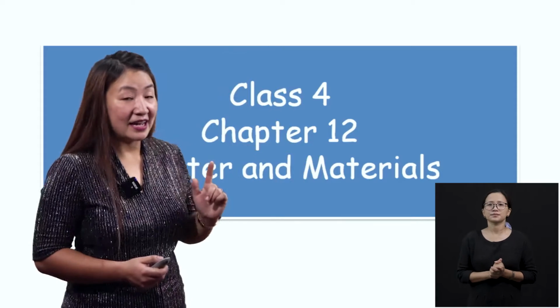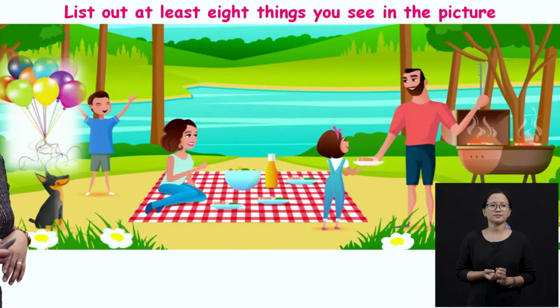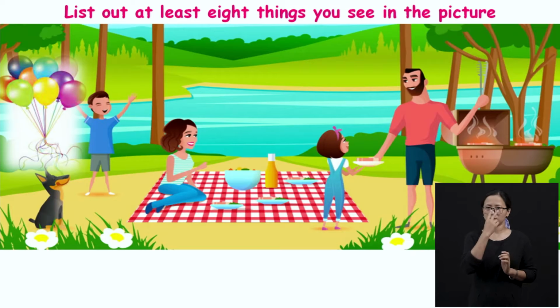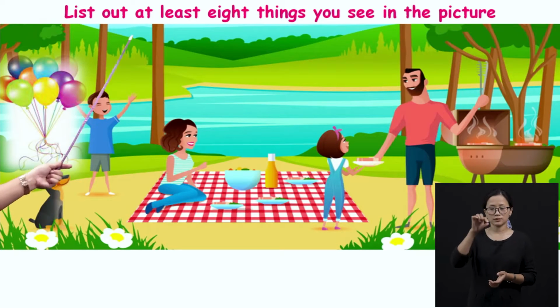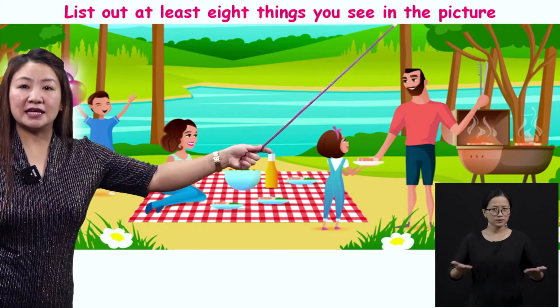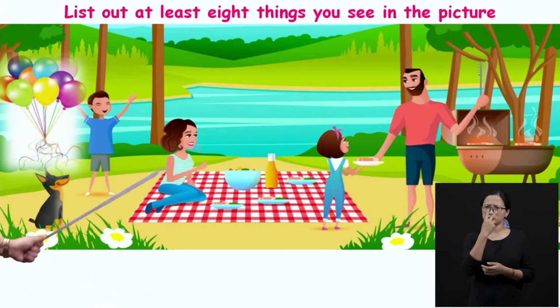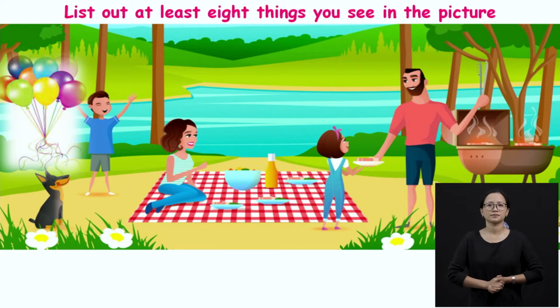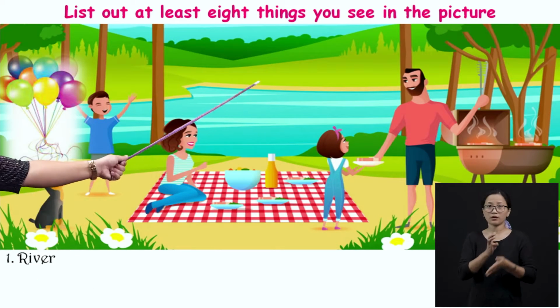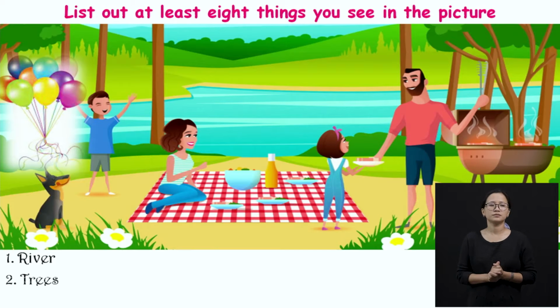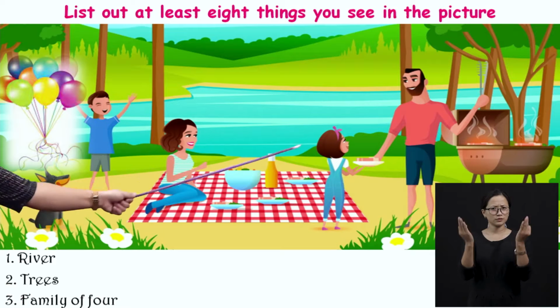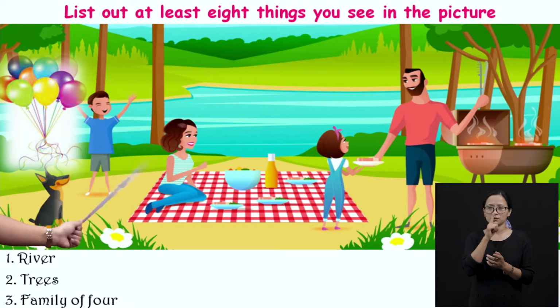Let us see from this picture, let us list out at least 8 things that we see in the picture, okay? Tell me, children, what do you see in this picture? You see so many things, isn't it? So, let us find out. Yes, you see the river behind the family. We have the trees. We can see this family of 4. Yes, father, mother, daughter, and son.